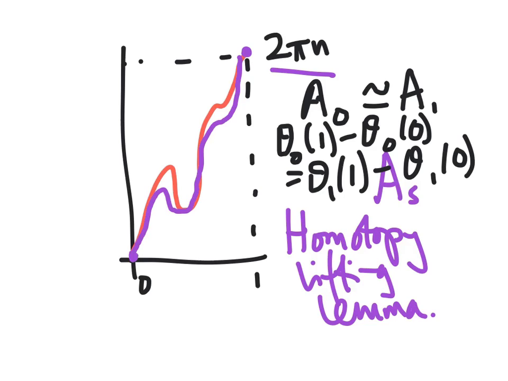Sorry for the palimpsest that's this slide. So okay, does this make sense? What I'm saying is A0 is homotopic to A1 implies that the difference between the angle of A0 at time 1 and the angle of A0 at time 0 is the same as the difference between the angle of A1 at time 1 and the angle of A1 at time 0. Okay, so this fact, together with the fact on the previous slide, shows that the fundamental group of the circle is the integers.